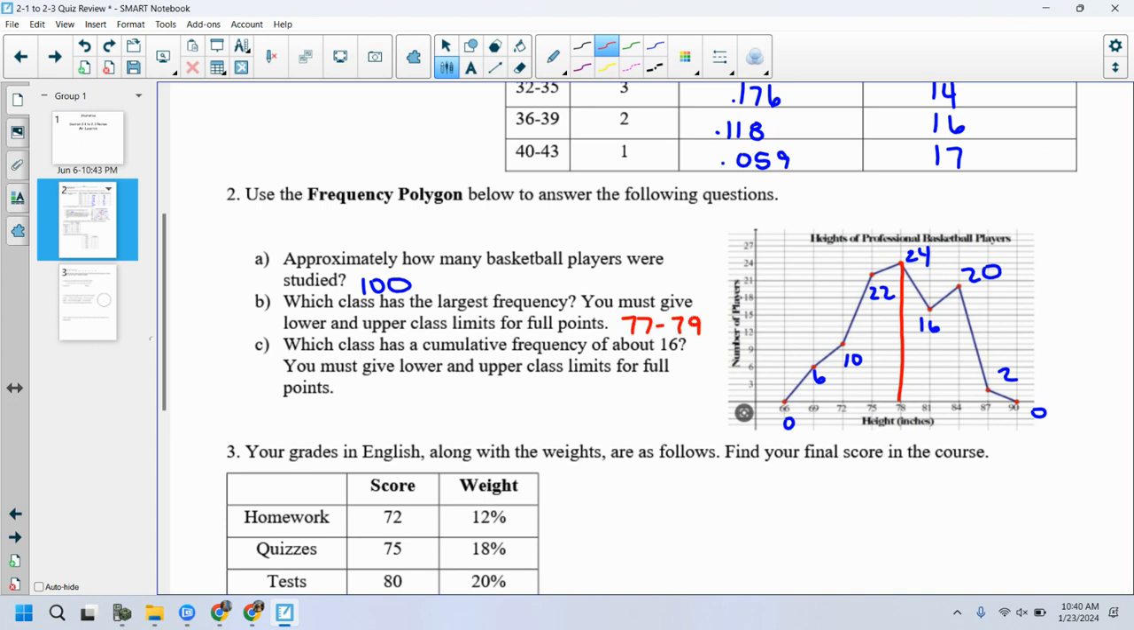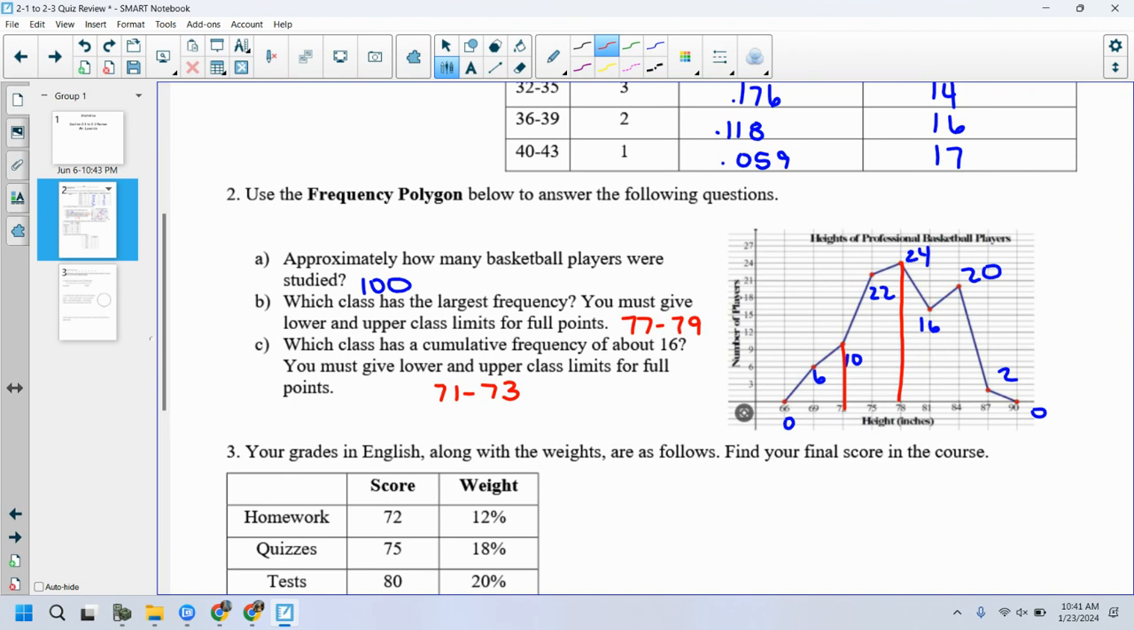Which class has a cumulative frequency of about 16? Okay, it's this class, right? It's the 6 and the 10 to get to 16. Don't say this class up here. No, that's total. That's just frequency, not cumulative frequency. It's this class right here. So it's the 71 to 73. Follow me there?